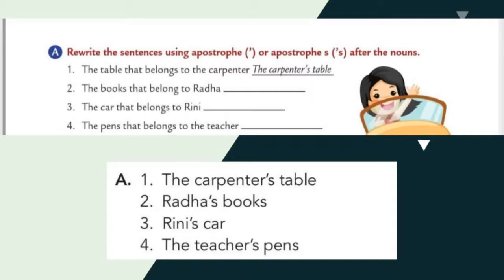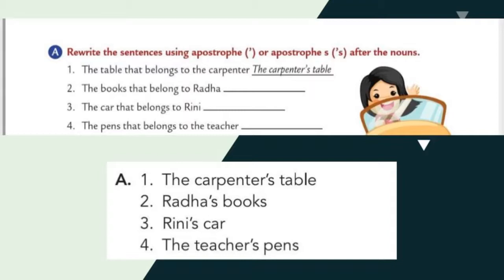Let's move to the second one, the books that belong to Radha. So in the given sentence also two nouns are there, one is books and another one is Radha, and they said that the books belong to Radha. So what we have to write? Radha's books, because Radha is a singular noun, we know very well that. So that's why we have used apostrophe s after the noun Radha. Radha's books.